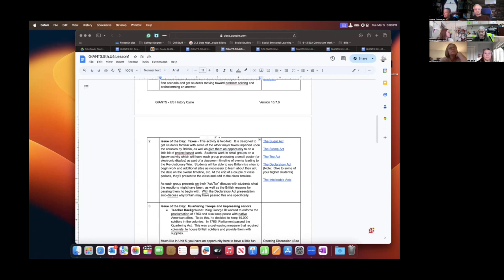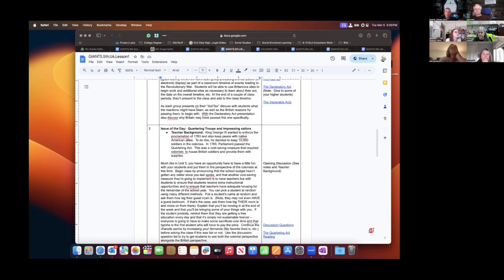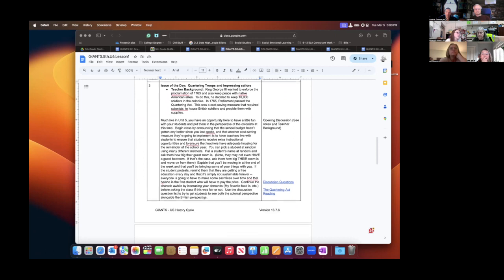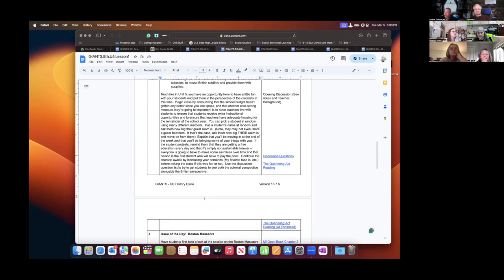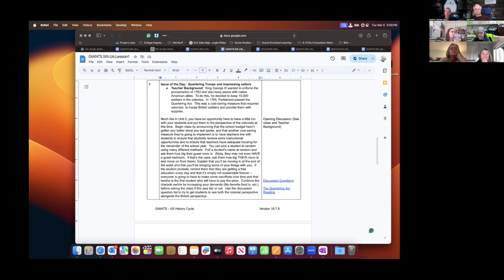And then after this activity, we get a little bit more into the Quartering Act, which was another major bone of contention with students. You can continue on your school budget scenario here by saying, okay, so the paper thing was a bust. You're right. I made that up. It's not true. But the school can't afford to pay teachers as much as they used to. So we've got to cut teacher pay.